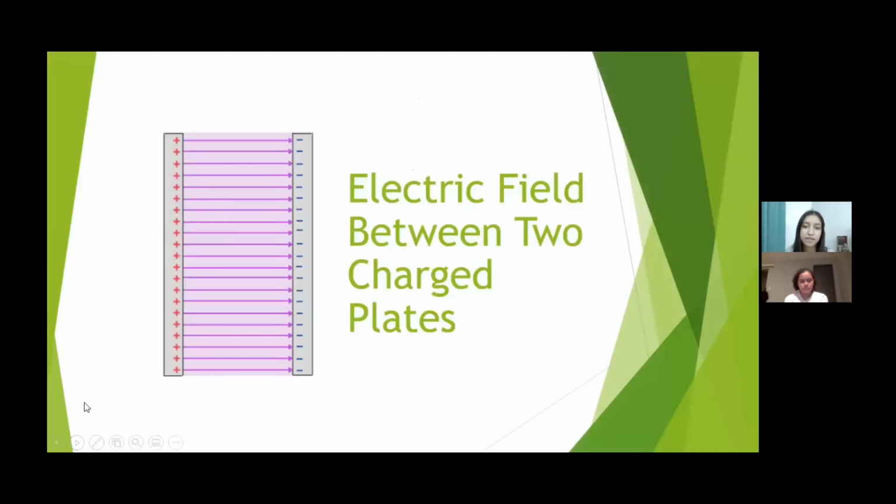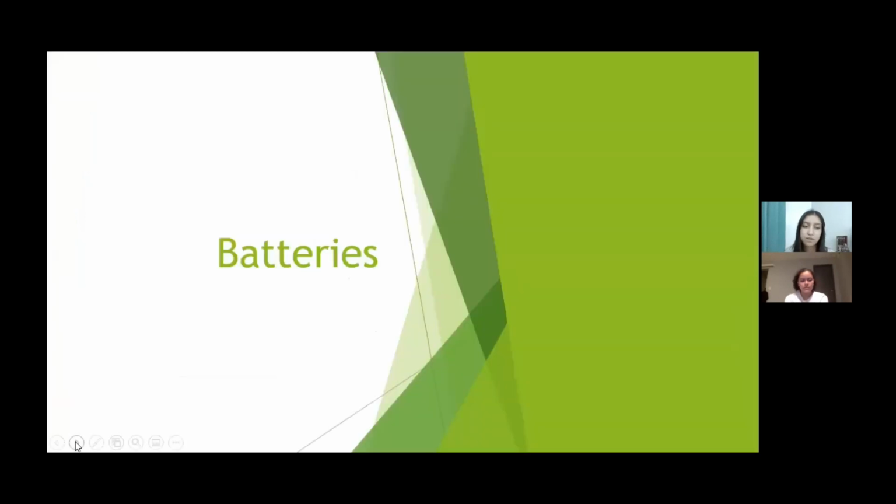Here we can see the electric field between two charged plates that are parallel. And well, as we know, opposite charges attract each other. So we can see how the positive charges from one plate are attracting the negative charges from the other one, and this is what causes the electric field. Now we will learn about batteries.